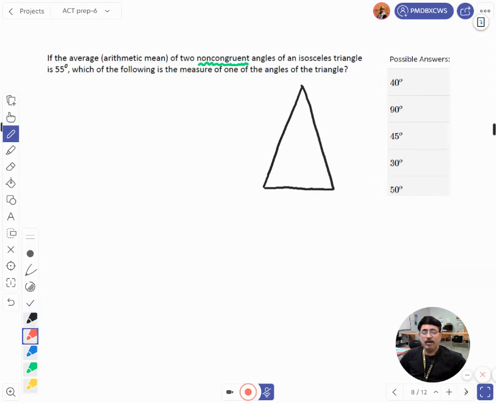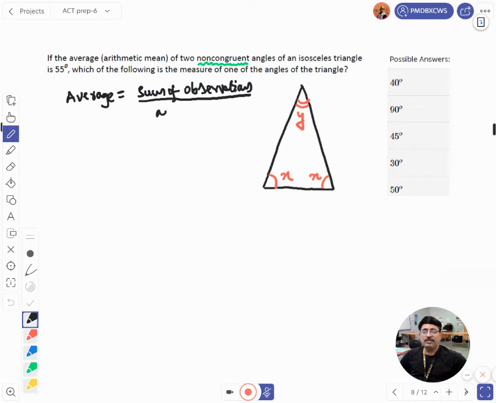Let me assume that one base angle is x, and the other base angle will also be x, and the third angle, let me assume this one as y degrees. Now the average. Let me write the rule for average. Average equals the sum of observations over the number of observations.